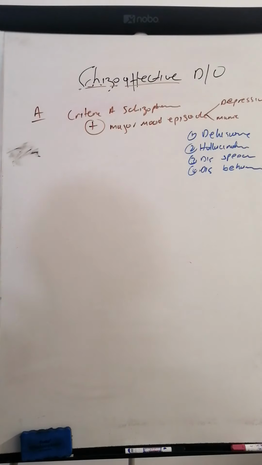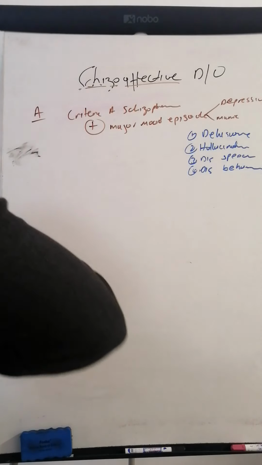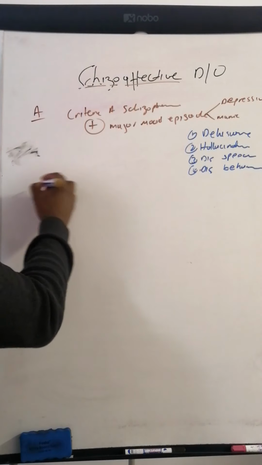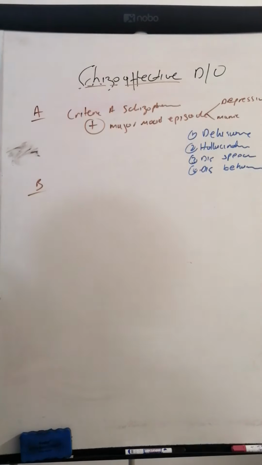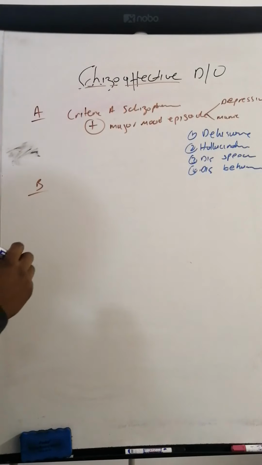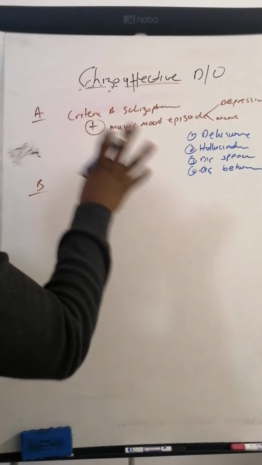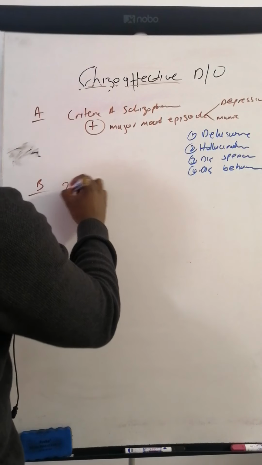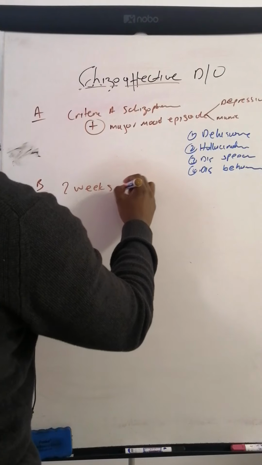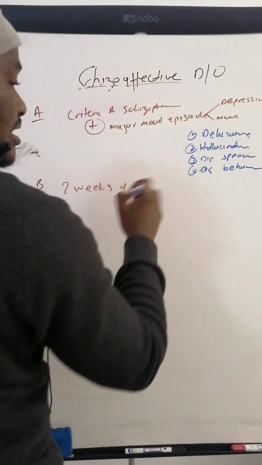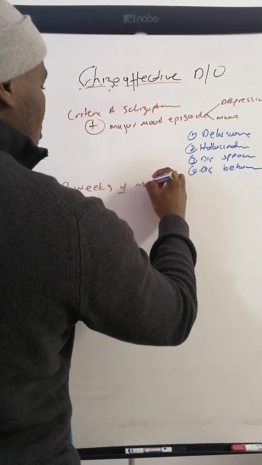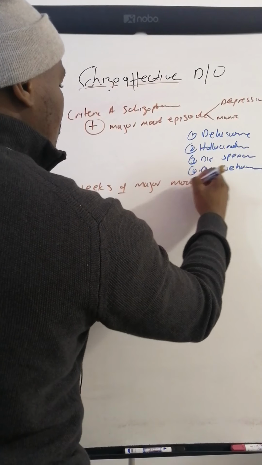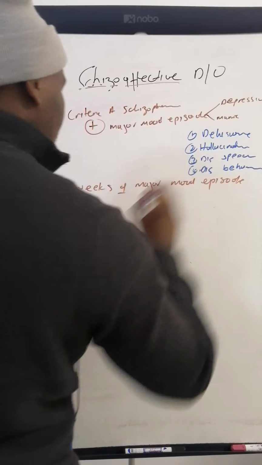Now moving right along. Criterion B for schizoaffective. While this patient is experiencing all of this, there should be a time whereby they've got 2 weeks of experiencing this major mood episode.